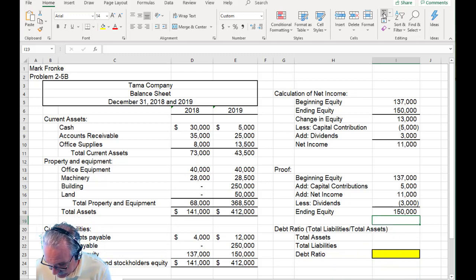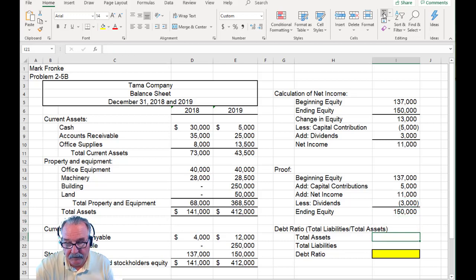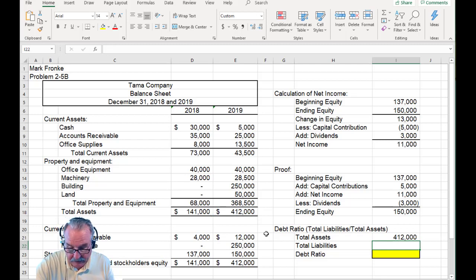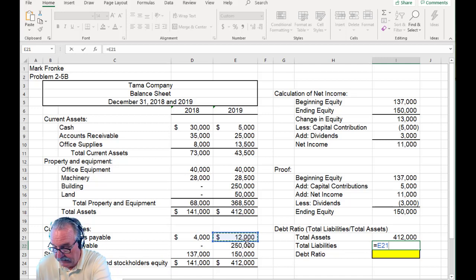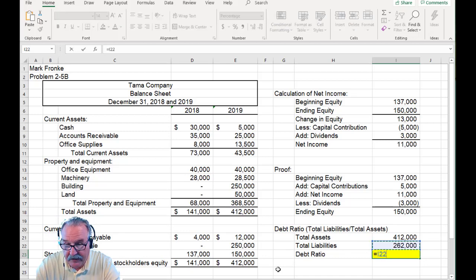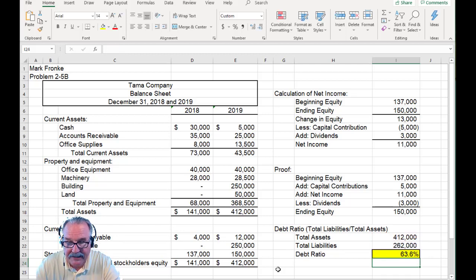So the last thing they've asked us to do is to calculate the debt ratio. The debt ratio is total liabilities divided by total assets. In other words, our total debt divided by our total assets is going to give us our debt ratio. This is basically a percentage of the liabilities to total assets. So if we calculate, total assets is 412, and our total liabilities is accounts payable plus notes payable, that's $262,000. If we take total liabilities and divide it by total assets, we get 63.6%. So in other words, for every dollar of assets, we have a liability that's worth about 64 cents.